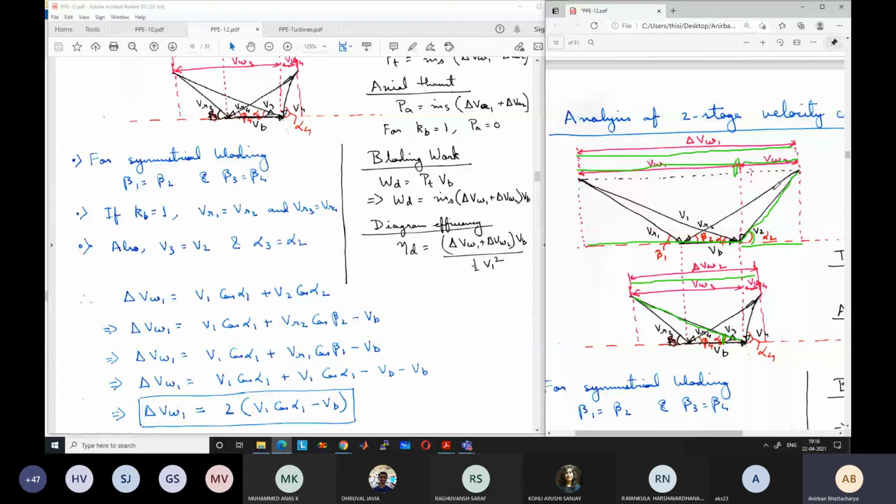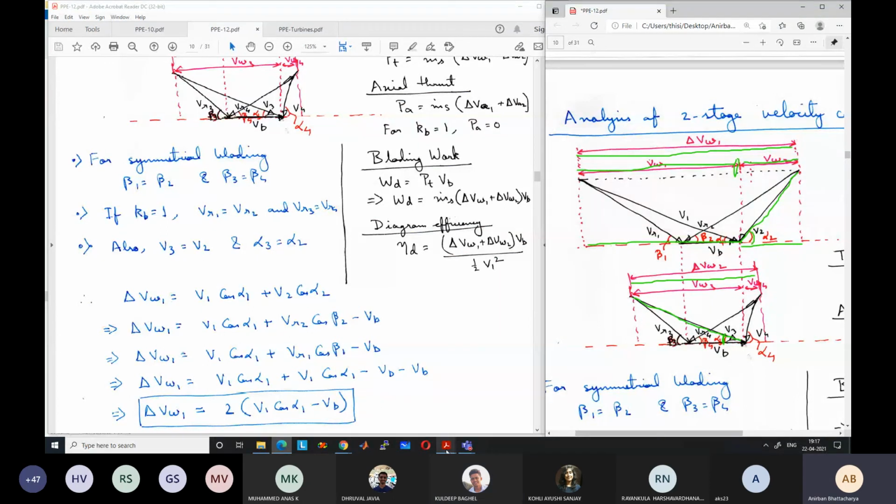Now because VR2 is equal to VR1 and beta 2 equal to beta 1, we can write VR2 cos beta 2 as VR1 cos beta 1. So delta VW1 becomes equal to V1 cos alpha 1 plus VR1 cos beta 1 minus VB.